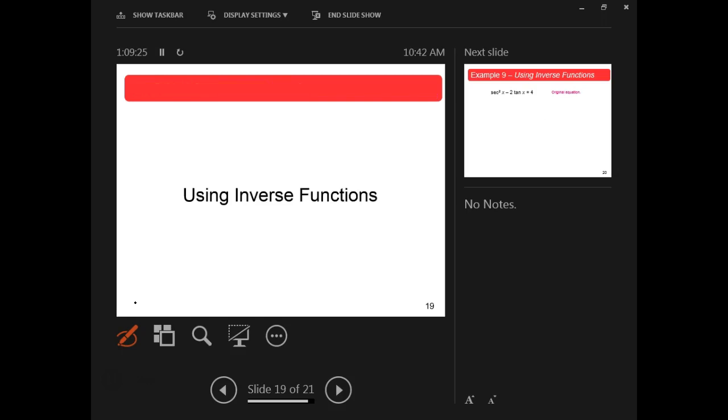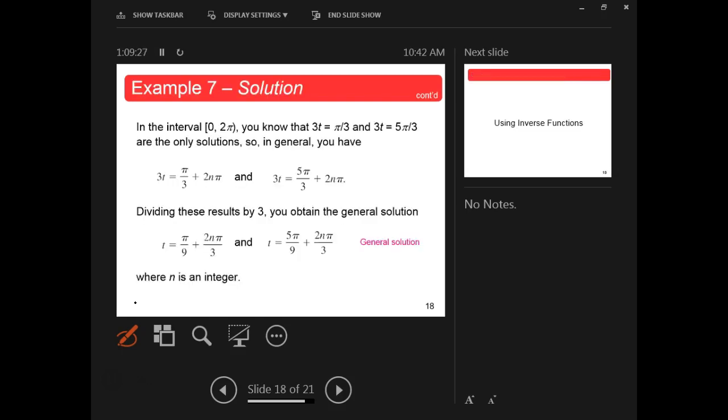I think they skipped example 8. Are we going to have time for example 8? It looks like maybe not. So we'll start example 8 next time. We almost finished 5.3. Hopefully we will next time.